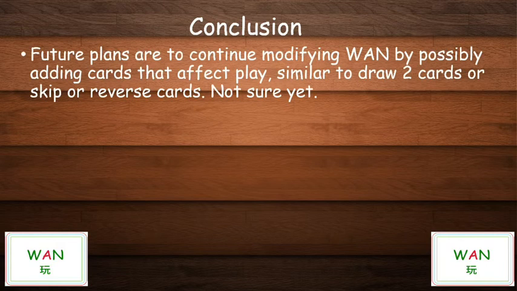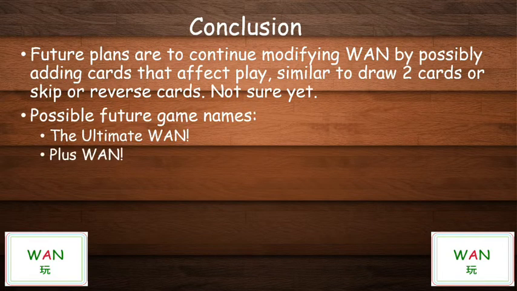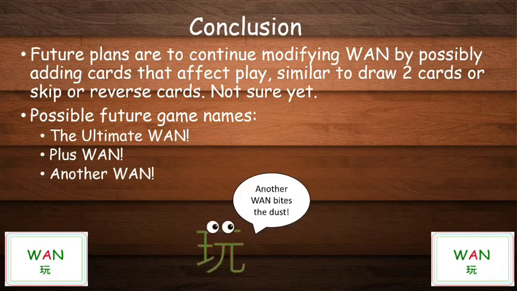So future plans are to continue modifying One by possibly adding cards that affect play, similar to draw two cards, or skip cards, or reverse cards. All the good games like Uno, they always have ways that you can kind of mess around with the other players, right? Just screw them over. I would like to have something like that in my game, right? Like, you thought you were gonna win? Ha ha ha, you're not, right? So I want something like that. So possible future game names: the Ultimate One, Plus One. I like that one, right? Another one. Another One Bites the Dust.